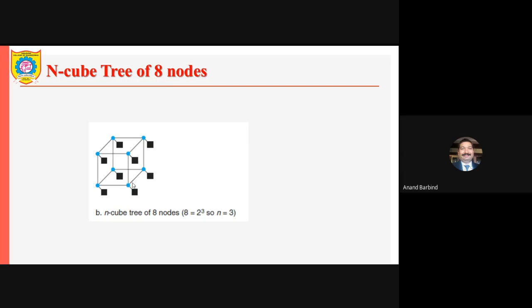Whereas if the value of n is 4, then there will be 2 to the power 4, that is 16 nodes, and in that case the nodes will be interconnected to each other. Okay, so there will be 2 such cubes, and there will be connection between the one cube and the other cube to form the n cube. Okay, so you can have the structure like this.